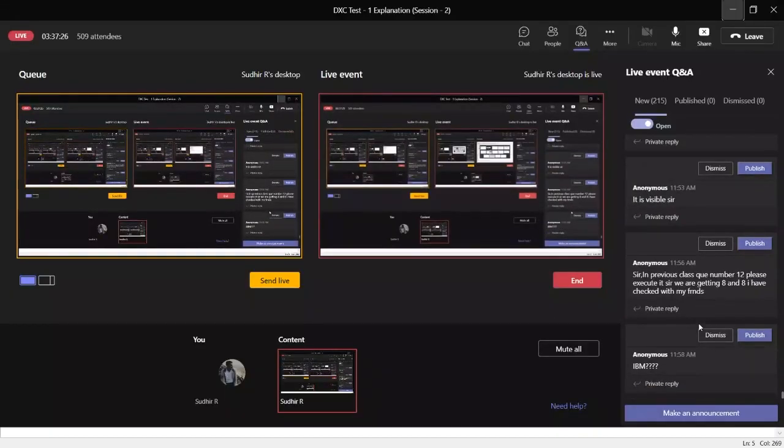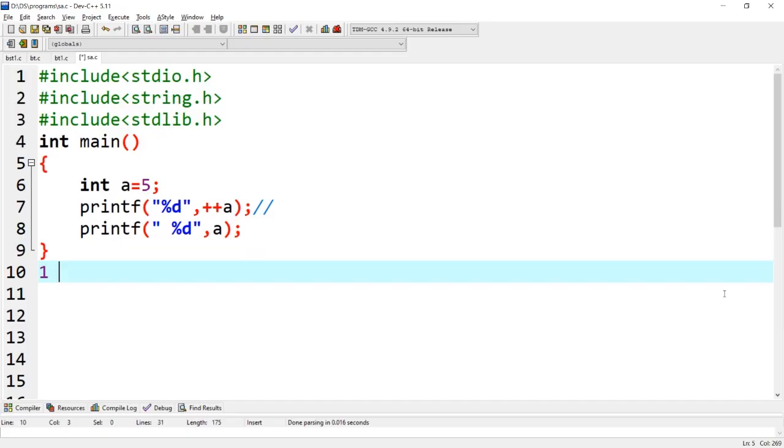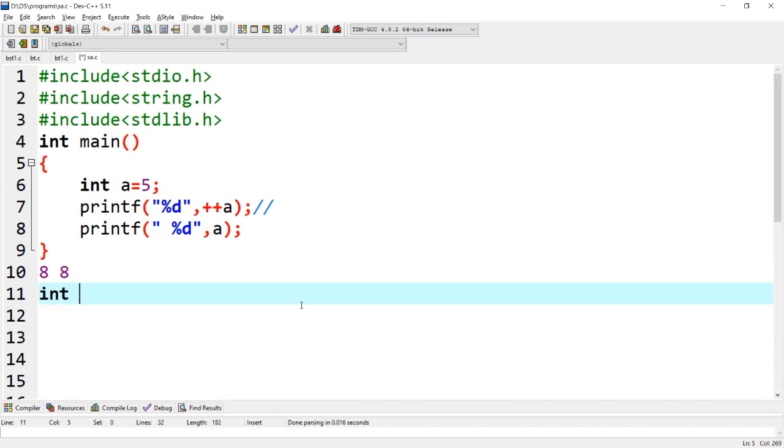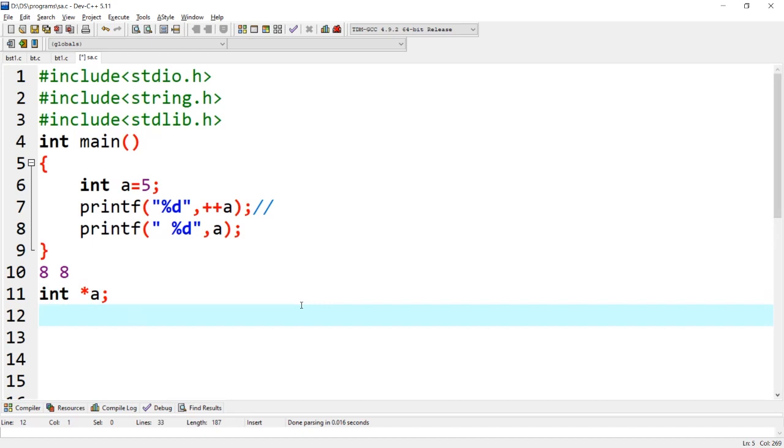Class Q number 12, executing, if it is getting 8 and 8. If the answer is 8 and 8, definitely I'm sorry for that. The answer is 8 and 8. Why? Because it is not an integer variable. I was thinking that it is an integer variable, but it is an integer pointer variable. It is going to be 8 bytes. Why? Because the pointer has 32 bits. That's why it stores 8 bytes. The size is 8. Float is 8, double is 8 and int is also 8 bytes. That's why the answer is going to be 8 and 8. A little bit confused on that position, no doubt.